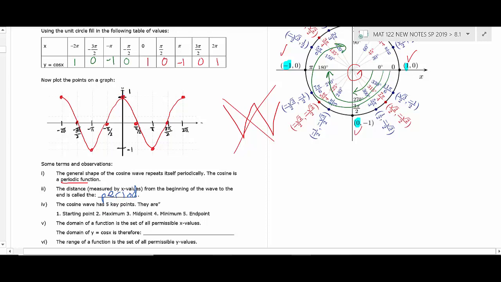So you would have 1, 2, 3, 4, 5 points like that. So you would look at your cycles like this if you want to. So that would be 1 period, and that would be 1 period like that. All right. And it doesn't really matter where you start. You just have 5 key points is the key. So again, the period would be from here to there. So that would be 1 period. And notice that that's equal to 2 pi.